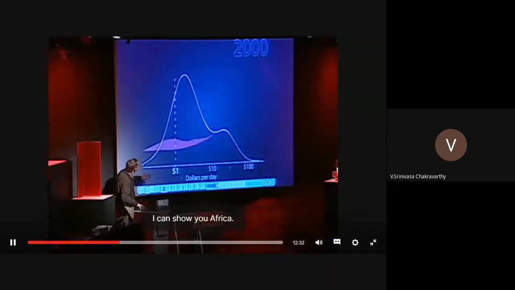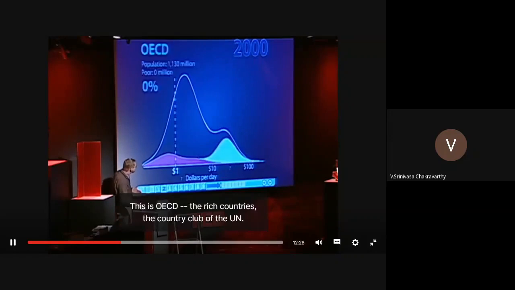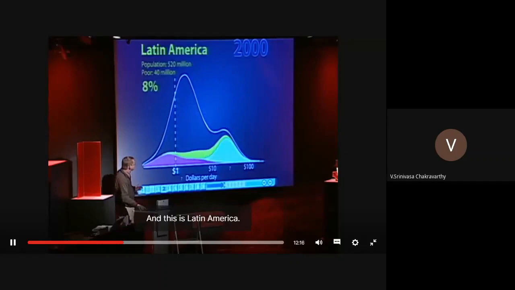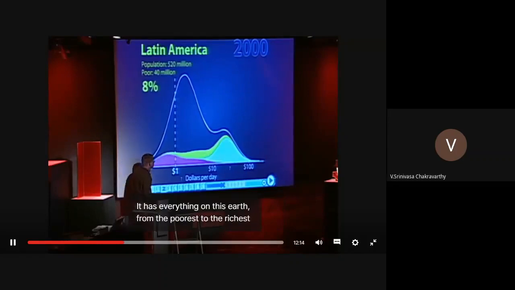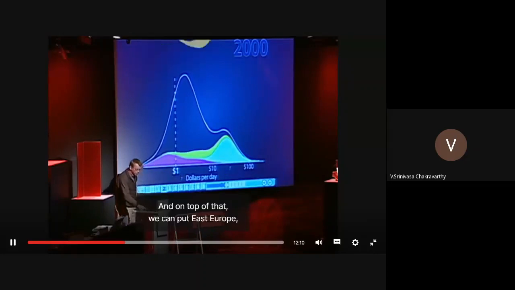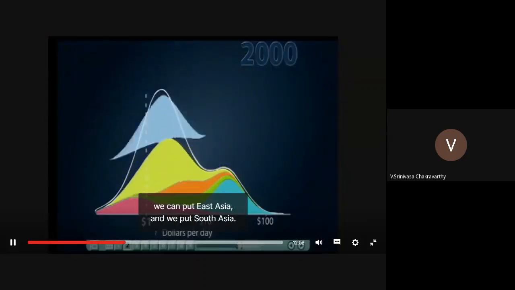I can show you Africa. This is Africa, 10% of world population, most in poverty. This is OECD, the rich countries, the country club of the UN. And they are over here on this side, and there's quite an overlap between Africa and OECD. And this is Latin America. It has everything on this earth, from the poorest to the richest. And on top of that, we can put East Europe, East Asia, and South Asia.